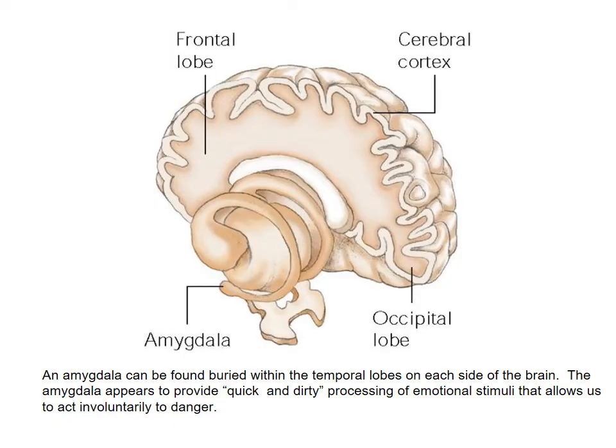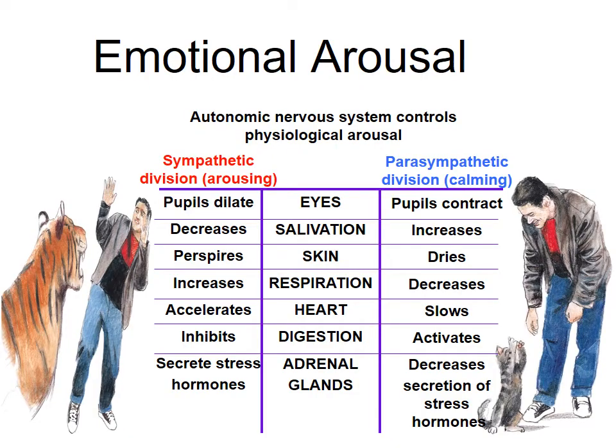Again, we're just looking at the general structure of the brain. The amygdala can be found on both sides of the brain. You have a left and a right. And again, depending on who you're talking to and their theory, it can provide quick and dirty processing for emotional stimuli. It can allow us to act involuntarily to some danger. And that really is almost the crux of Zajonc's theory. Here again, you're looking at the autonomic nervous system. There's a big difference between the tiger attacking you and the kitty cat.